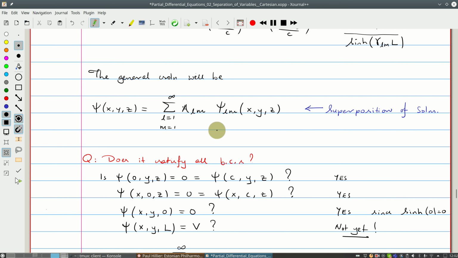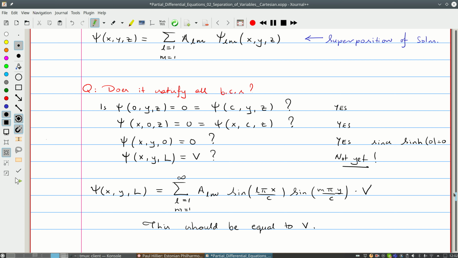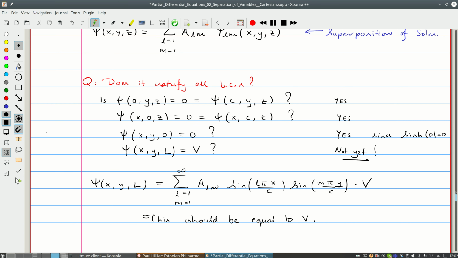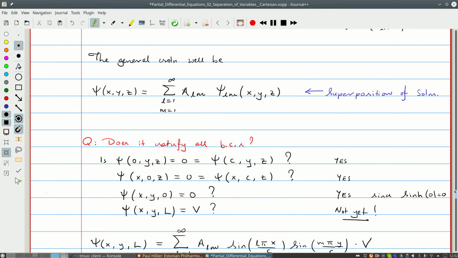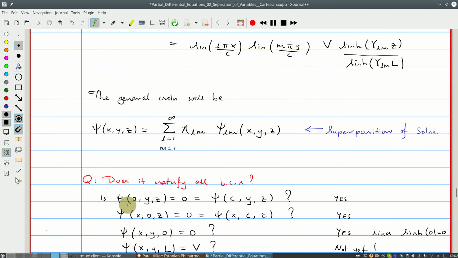Now, before we go any further, let's just do a few checks. Does this solution satisfy all the boundary conditions? Okay, always nice to see. Is it 0 when x is 0? Well, if you put x is 0 here, you get sine of 0, which is 0. So yes, it is 0. Is it 0 when x is c? If you put x is equal to c here, you'll get sine of l pi, which is 0. So yes, it is. So that's the answer, yes.